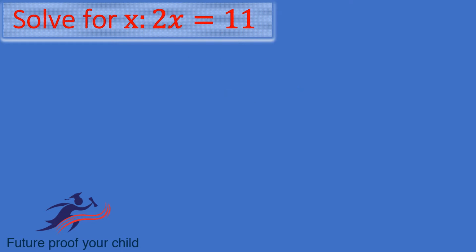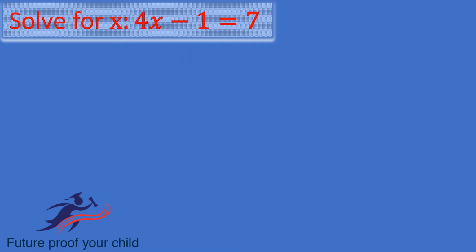In 2x equals 11, to get the x alone, we need to divide both sides by 2. On the left, the 2's will cancel, so you're left with an x, and it is 11 over 2. You can leave it as an improper fraction, so it's 1 mark allocated for your answer.